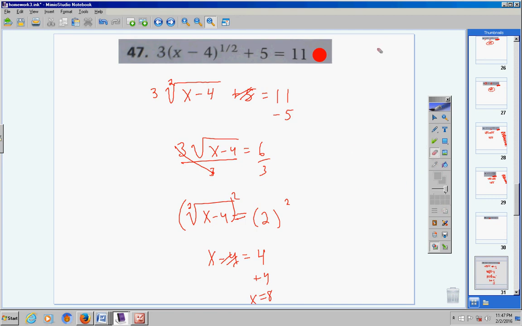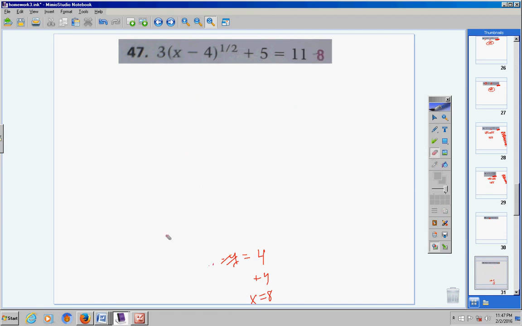X equals 8. Now don't forget, with these problems, you must check your answer. Put an 8 right here. 8 minus 4 is 4. So you have 3 times 4 to the 1/2 power plus 5. If you take 4 to the 1/2 power with your calculator, trust me, you'll get 2.